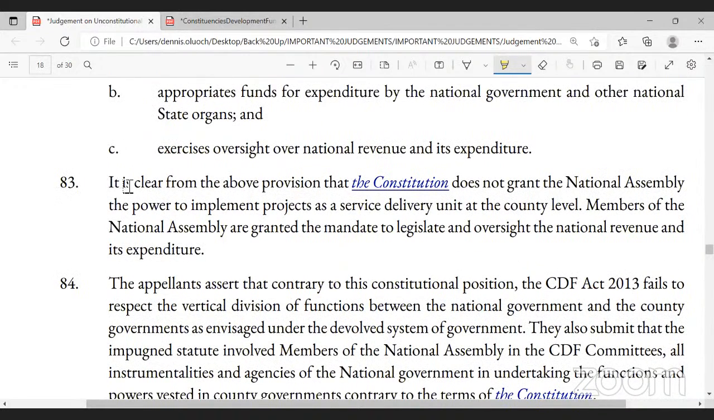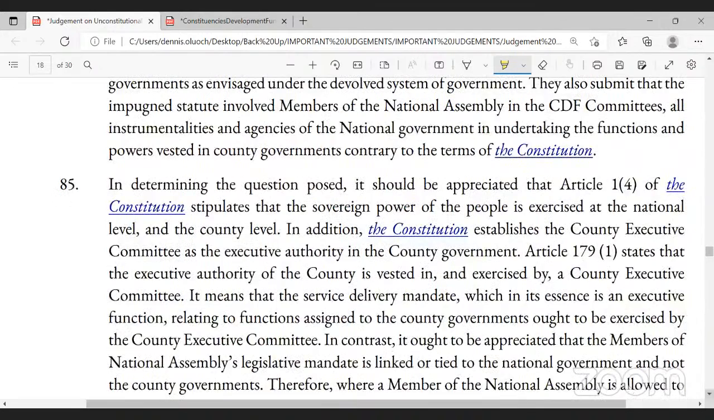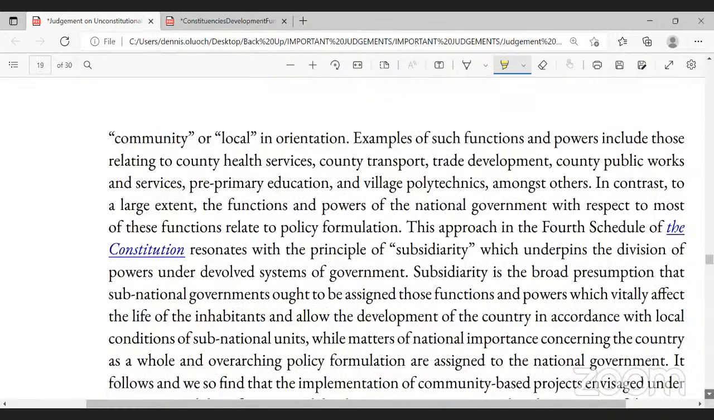It is clear from the above provision that the Constitution does not grant the National Assembly powers to implement projects as a service delivery unit at the county level. Members of the National Assembly are granted the mandate to legislate and oversee the national revenue and its expenditure. So this is removing the members of parliament from being engaged in implementation of projects, okay? So that is very important. Let us see 89. 89 is saying that, I also found very important.